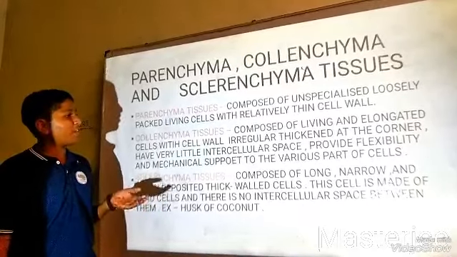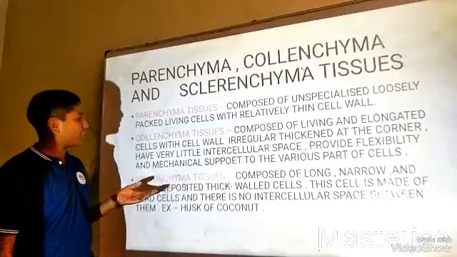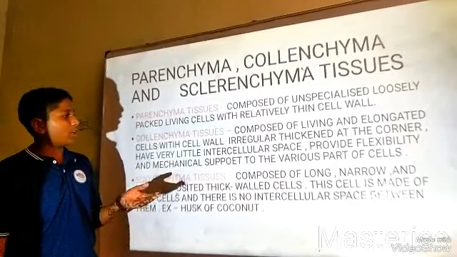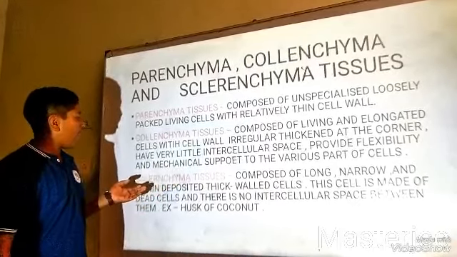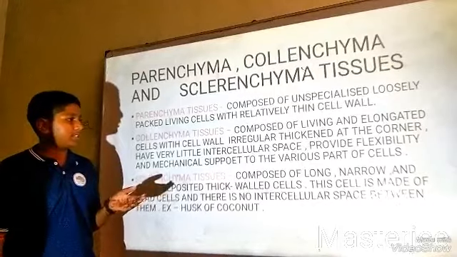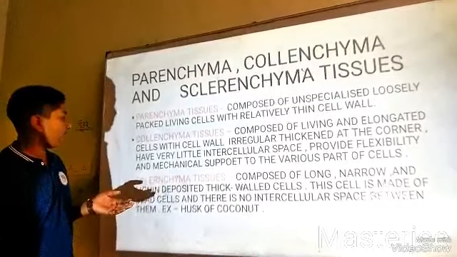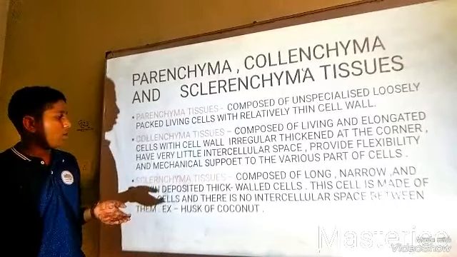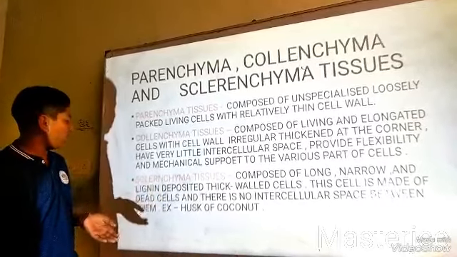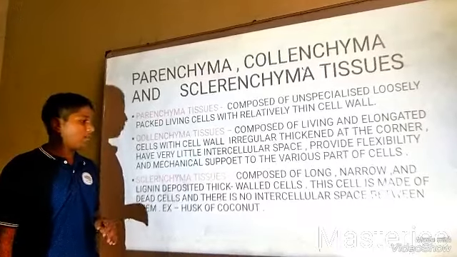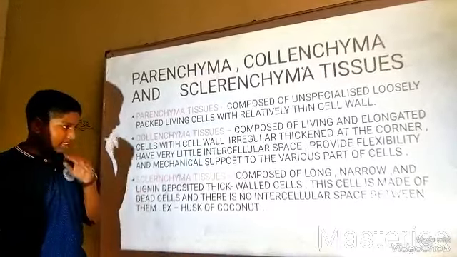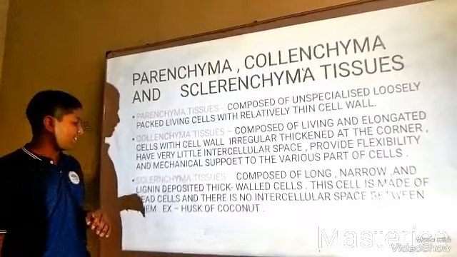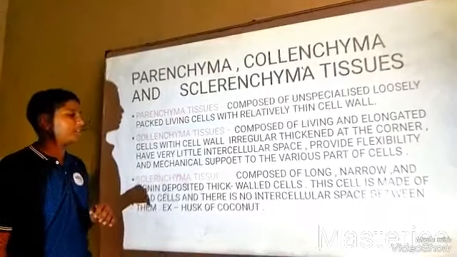Collenchyma tissue is composed of living and elongated cells with irregular cell walls, thickened at the corners. There is little intercellular space, and it provides flexibility and mechanical support to the various parts of the plant. The sclerenchyma tissue is composed of long, narrow cells with thick, lignin-deposited cell walls. These cells are dead and there is no intercellular space between them.